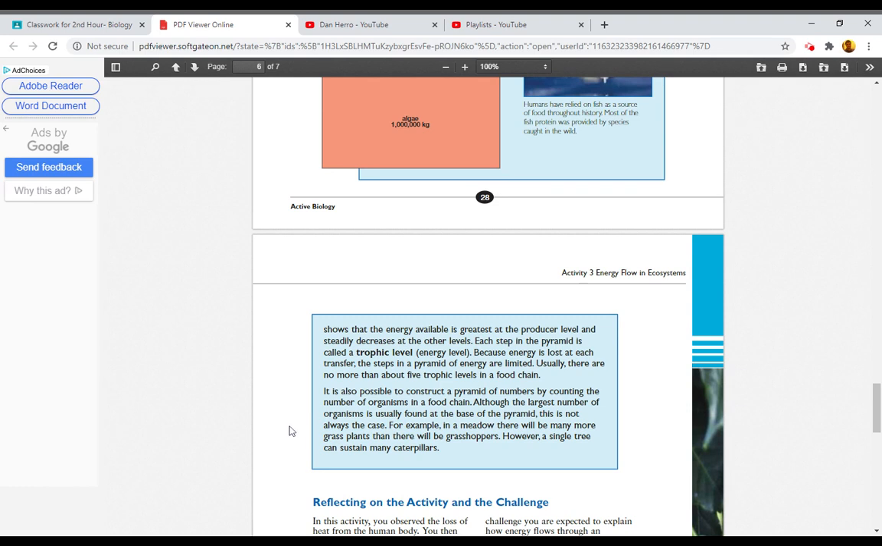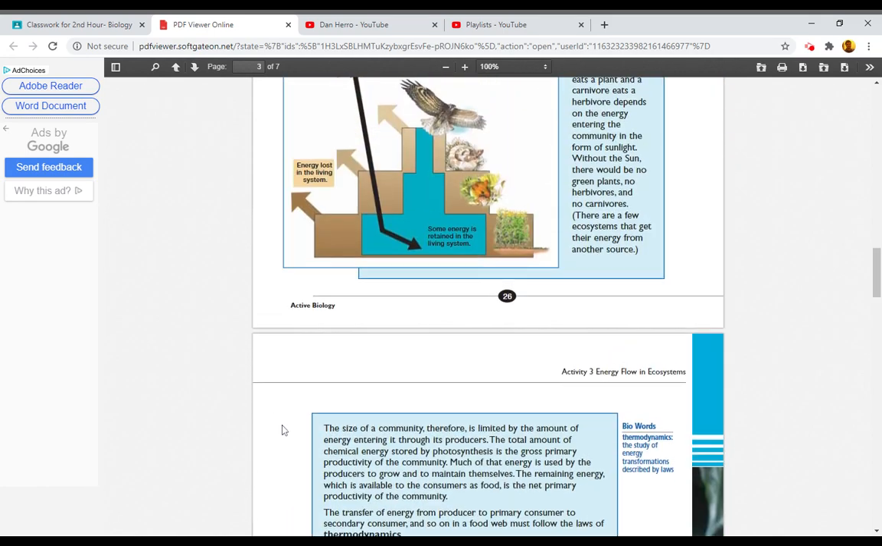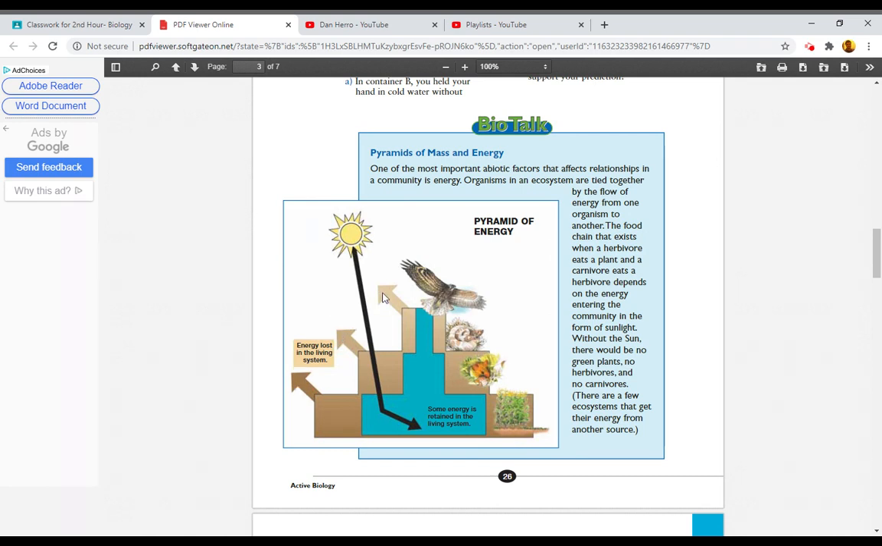So when they talk about each step, okay, they're looking at this. So this is just a theoretical pyramid of living matter where 1,000,000 kilograms of algae supports 100,000 kilograms of water fleas, which support 10,000 kilograms of minnows, which support 1,000 kilograms of fish, which supports a 100 kilogram human. And then the energy loss, they were saying that each step has energy loss, which can further be shown by the energy lost on this diagram.